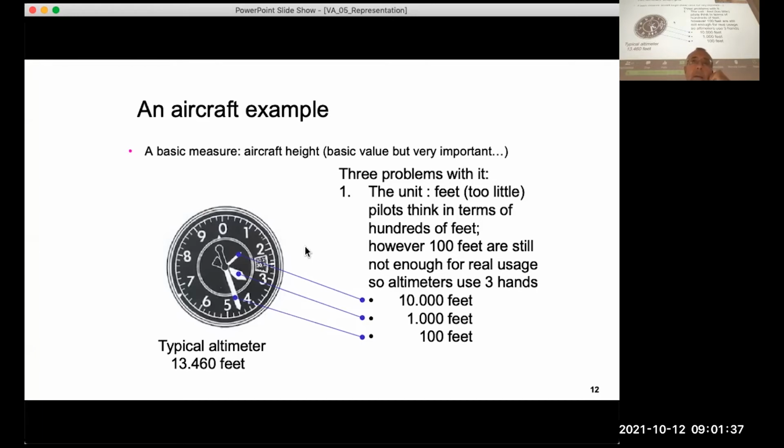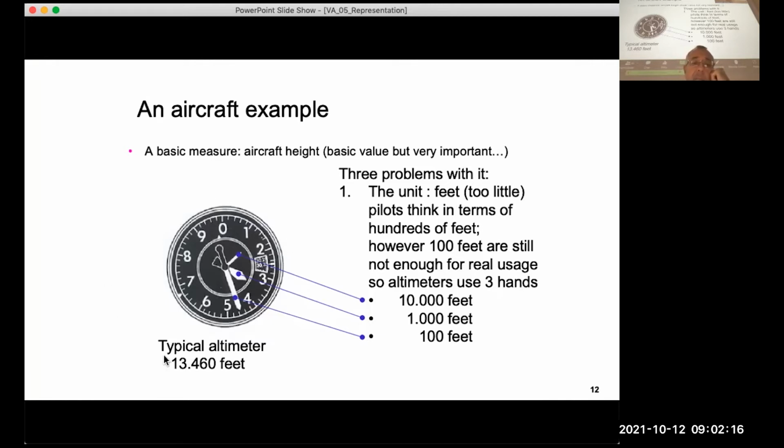One is the scale of the measure. For historical reasons, even in Italy, we are using feet. A single foot is very little, 30 centimeters. When you are flying, 30 centimeters is nothing. So the unit is too little. A pilot thinks in terms of hundreds of feet. However, sometimes 100 feet are still not enough.